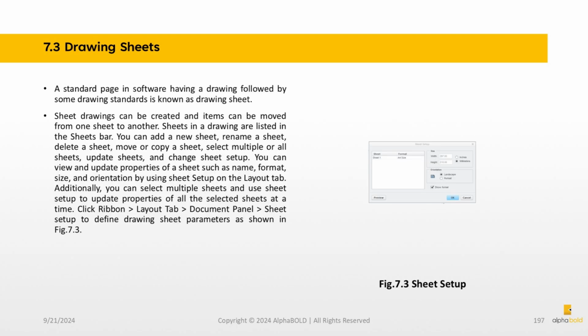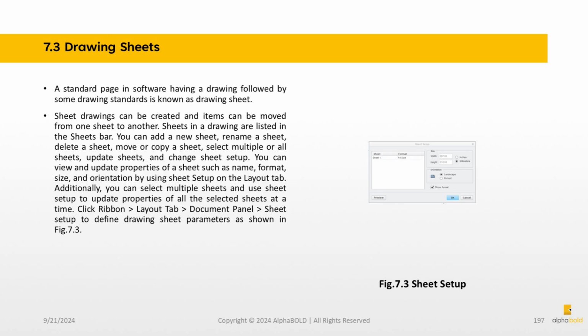A standard page in the software having a drawing followed by some drawing standards is known as a drawing sheet. Sheet drawings can be created and items can be moved from one sheet to another. Sheets in a drawing are listed in the Sheets bar. You can add a new sheet, rename a sheet, delete a sheet, move or copy a sheet, select multiple or all sheets, update sheets, and change sheet setup.